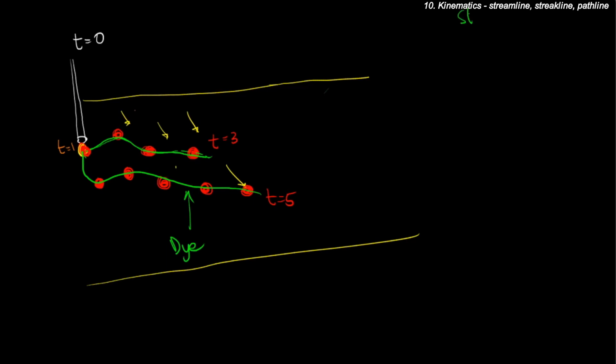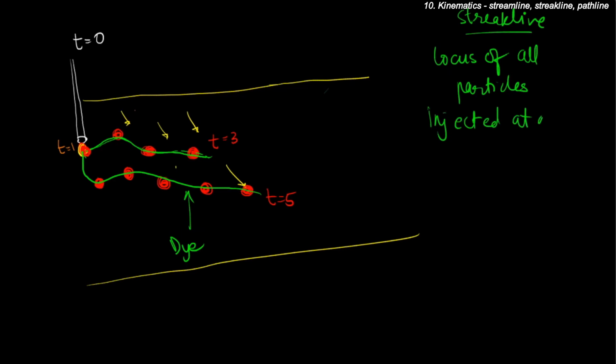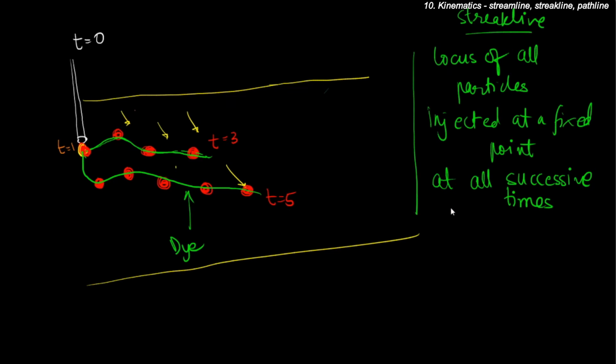So a streak line is the locus of all particles injected at a given point, at a fixed point, at all successive times. So this is basically what a streak line is.